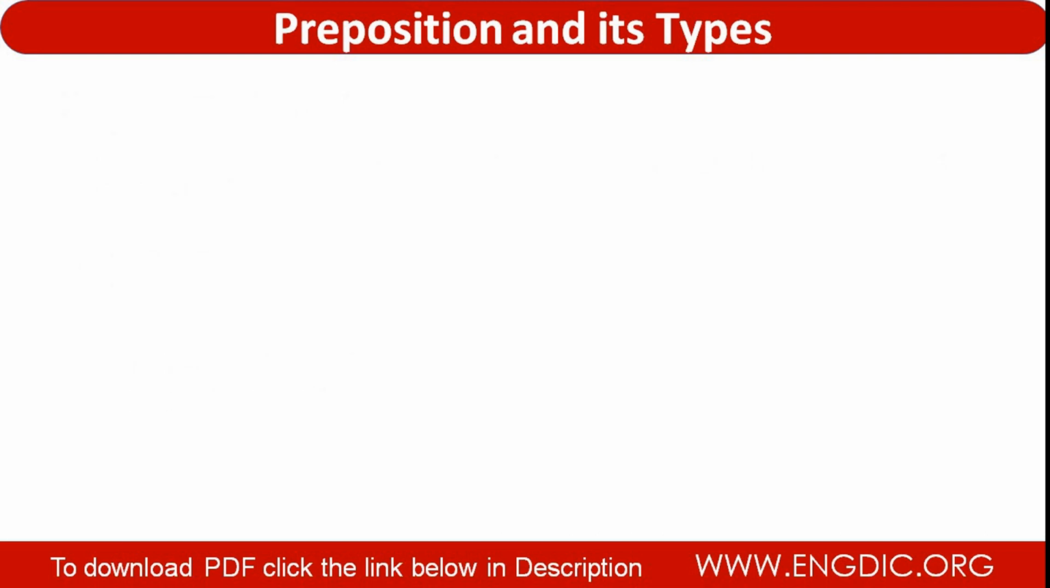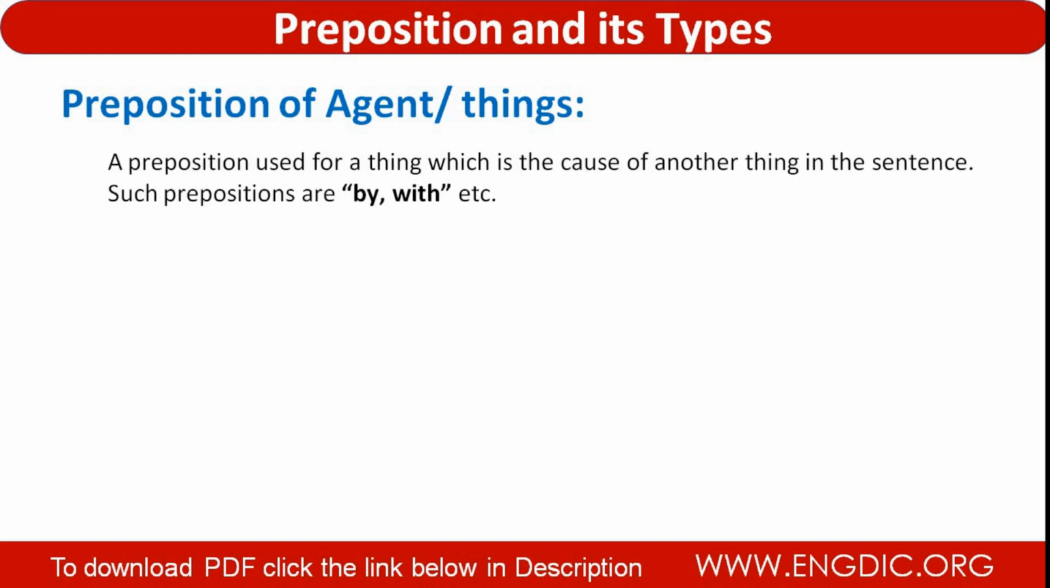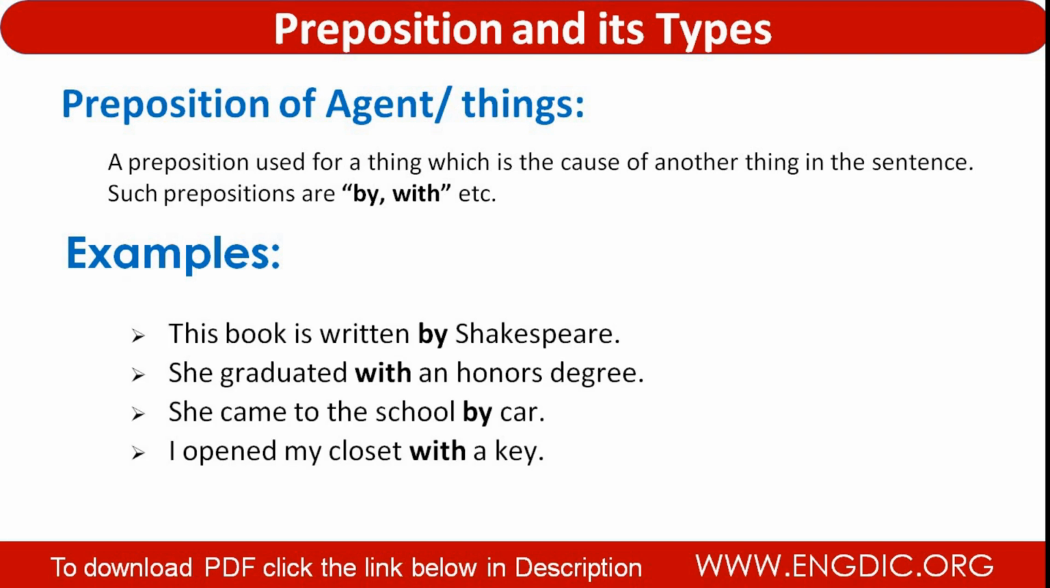Moving towards the next type, preposition of agent or things. A preposition used for a thing which is the cause of another thing in the sentence. Such prepositions are by, with, etc. For example, this book is written by Shakespeare. She graduated with an honors degree. She came to the school by car. I opened my closet with a key.